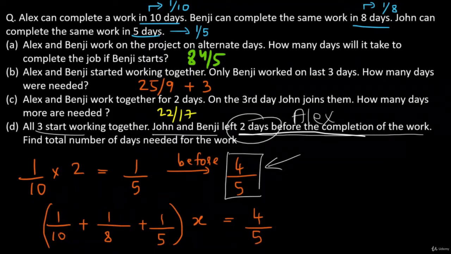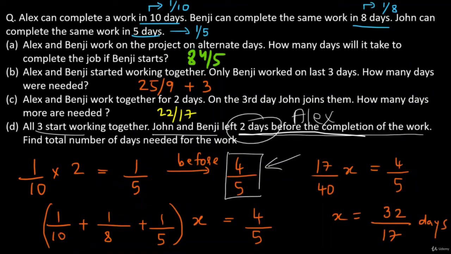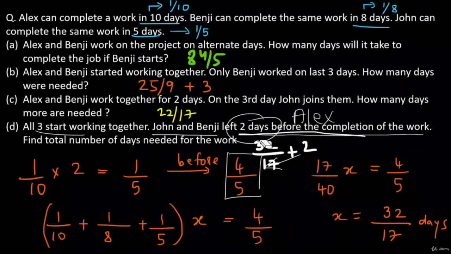Now, on solving, we get 17 by 40x is equal to 4 by 5, or x is equal to 32 by 17 days. So, the total number of days on which work happened is 32 by 17 plus 2. That is the answer to this question.